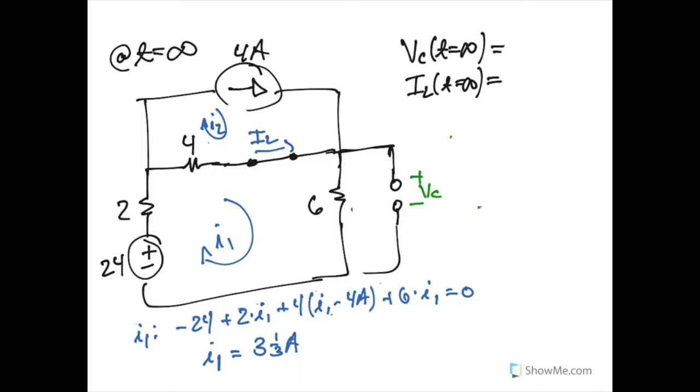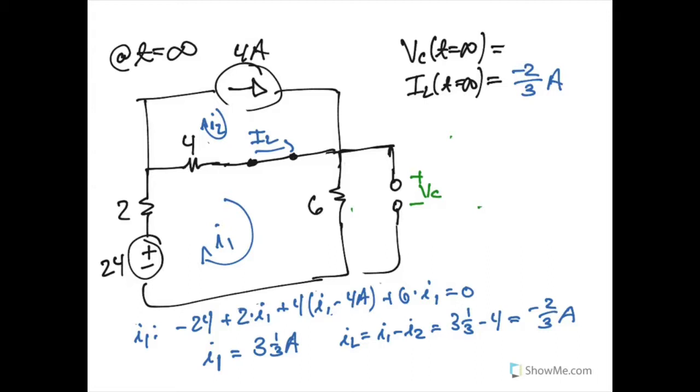But I1 is not the quantity that we're after. We're actually after IL, which, because it's a mesh current between the two meshes, is I1 minus I2. So this is going to end up being 3⅓ minus 4, which makes IL negative 2/3 amps. And so up here I'm going to write negative 2/3 amps for our IL current.